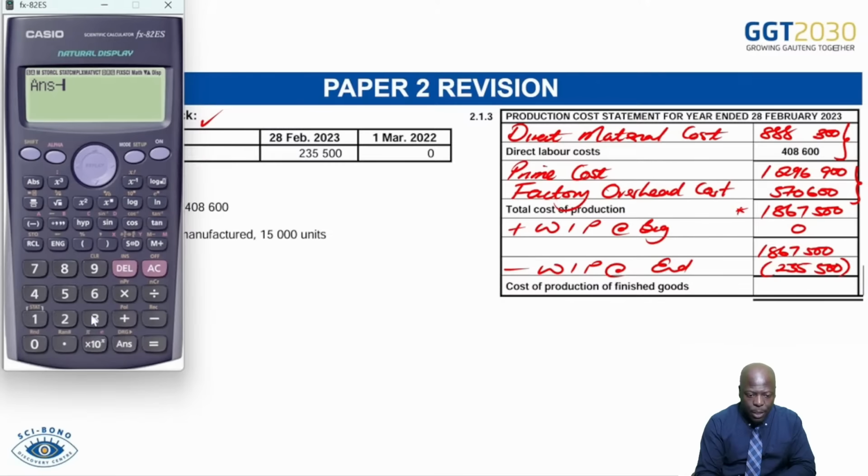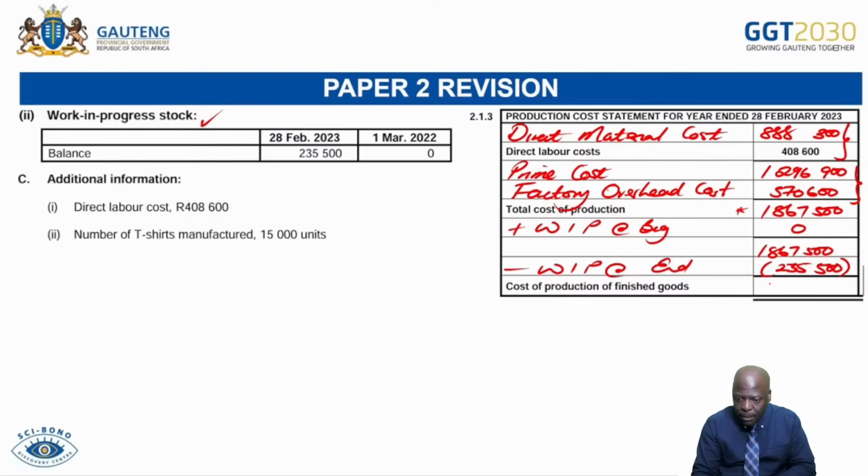So you're going to say 1,867,500 minus the 235,500. That is the work in progress at the end. And that will give you 1,632,000. Okay, so this would then conclude this particular calculation.